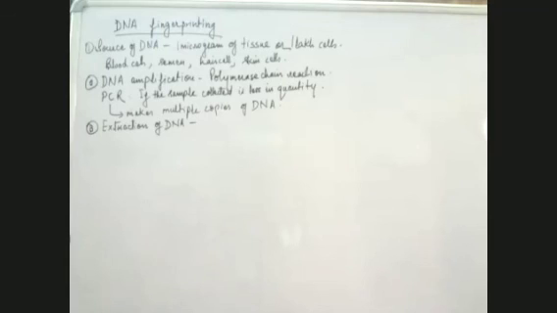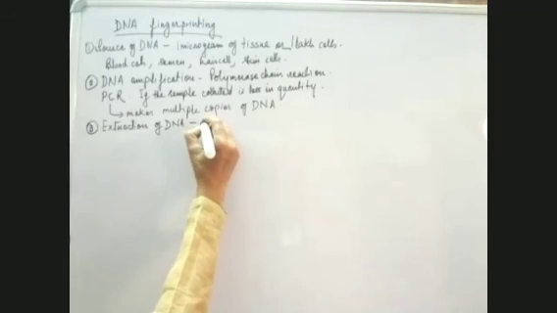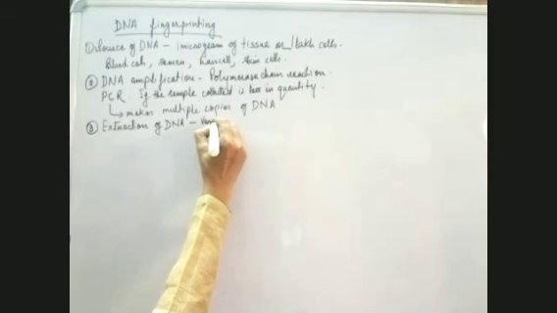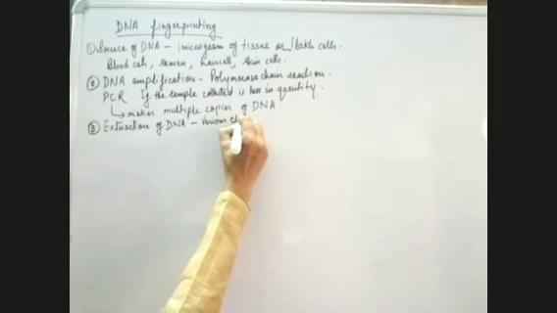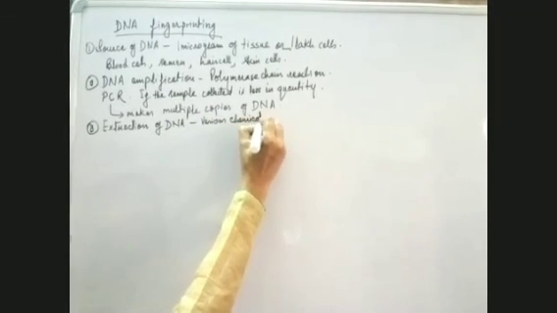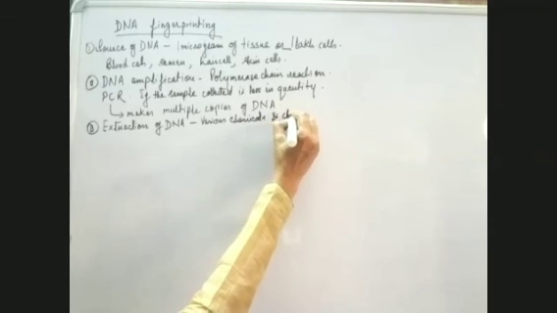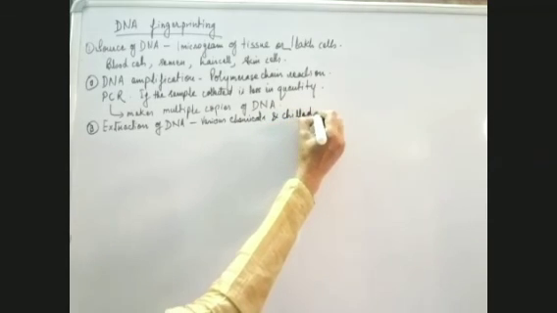So by using various enzymes, various chemicals, and finally chilled ethanol, the DNA is obtained.